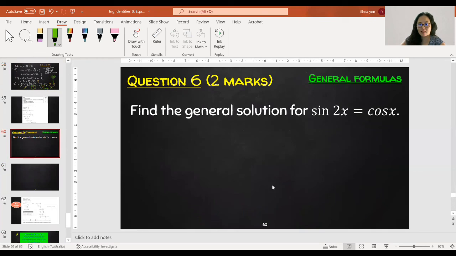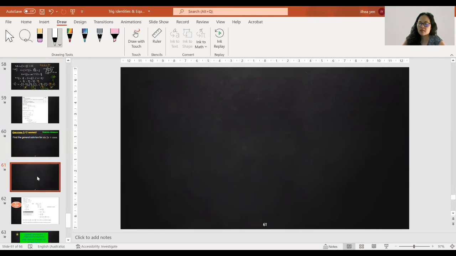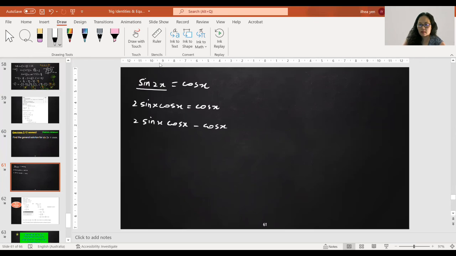All right, the last one is finding the general solution. Sometimes they're not going to tell you to find the general solution. They'll just say find the solution for it. So you have to realize, okay, there's no domain, I've got to do the general solution for this. And obviously that can be changed to sine x and cos x equals cos x, and I'm going to move that because I have to solve it: minus cos x equals 0.